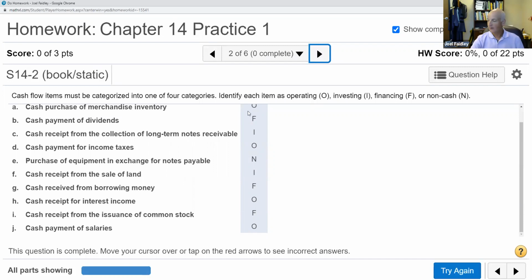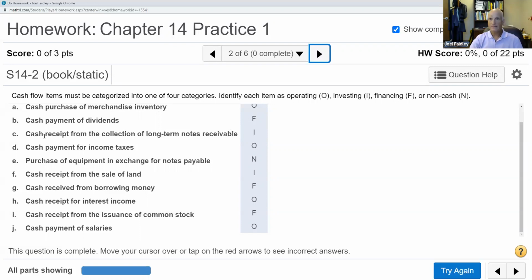What section, I was talking about that just now. Where does it go? It's either operating, financing, or investing. Remember that page? You can go back there and look. I'm not going to unshare the screen. Is it O, I, or F? Operating: merchandise inventory, that's a current asset. Payment of dividends, that's related to stock. Retained earnings goes down. Financing.